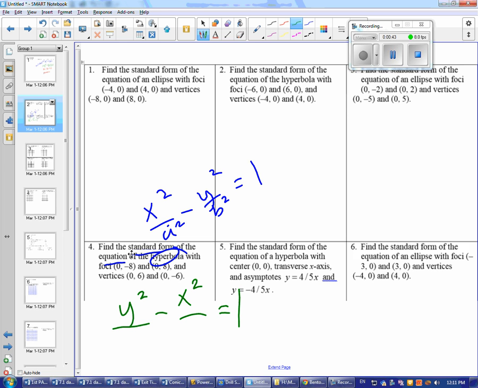The first denominator is always a squared. It's the location of the vertices. I can see that the vertices are 6 away from the center, so a squared is 36.